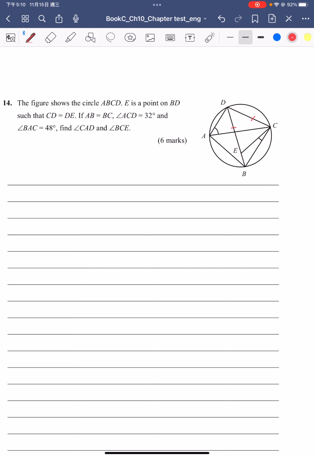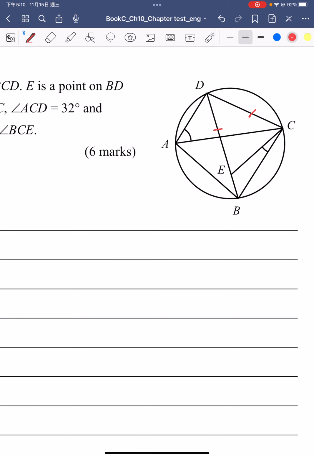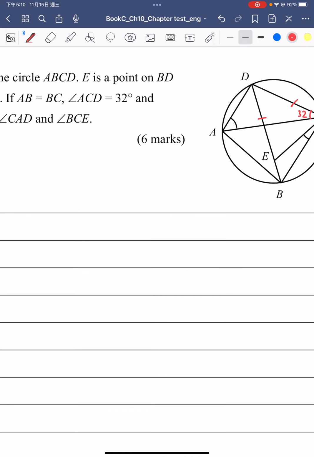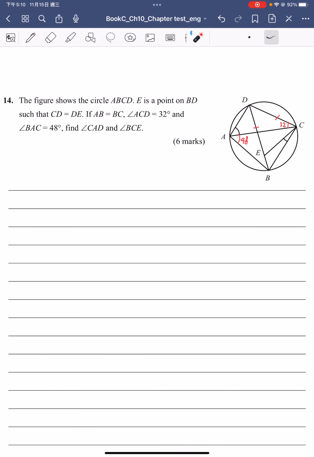And then we have the angle ACD, which is 32 degrees. And then we have BAC, which is equal to 48 degrees. So we're trying to find out the angle CAD and the angle BCE. So how can we do this? Is there anything in common or anything that is the same?